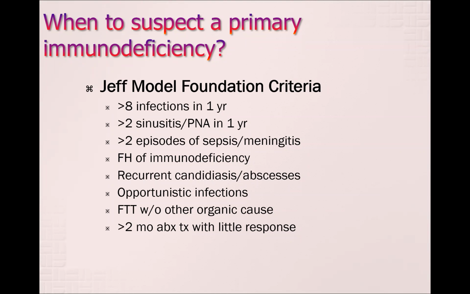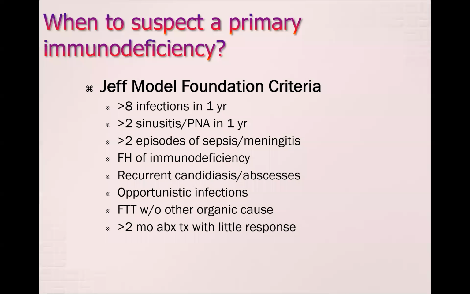Somebody with recurrent skin soft tissue abscess in today's day and age doesn't necessarily get people alerted as much as somebody who has, for instance, a recurrent liver abscess or a lung abscess or certainly a brain abscess. Those kinds of things might make somebody more worried about having a primary immunodeficiency.